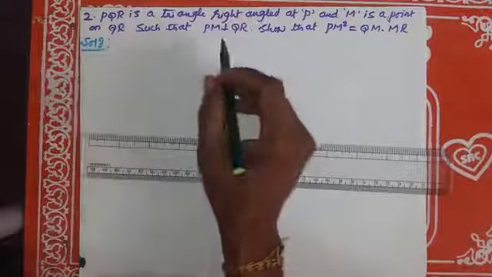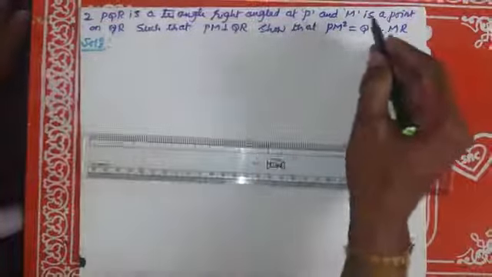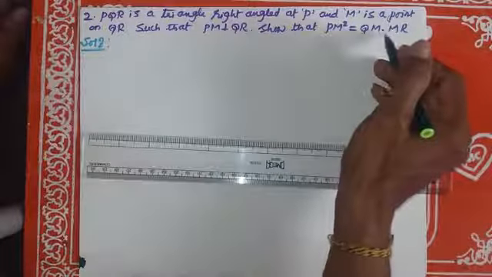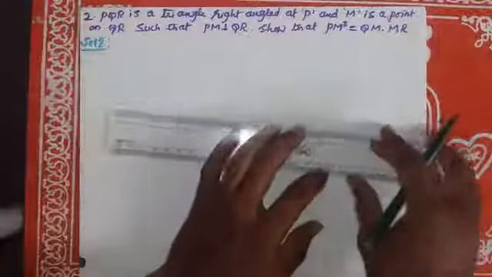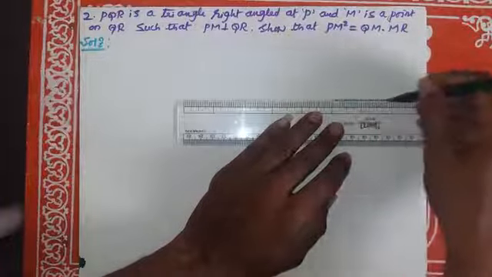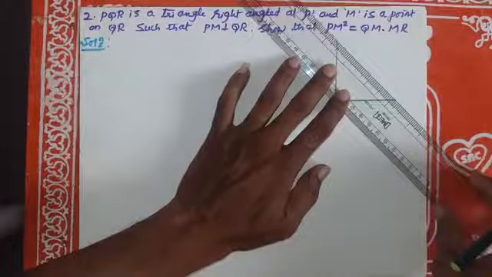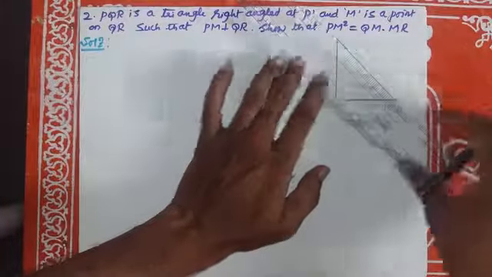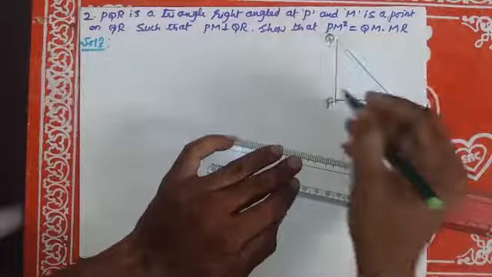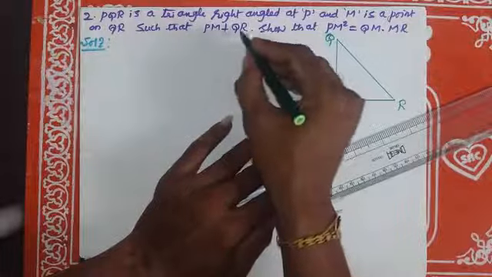Okay, dear students, today in this class we will discuss our second question. PQR is a triangle right angled at P and M is a point on QR such that PM perpendicular QR. Show that PM square is equal to QM into MR. Figure is not given here. We have to draw a right angle triangle. Okay, this is right angled at P. This is P, which is nothing but QPR, right angled at P.